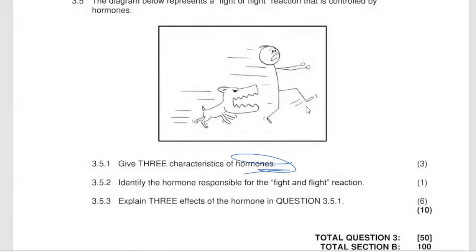Identify the hormone responsible for fight or flight reaction. That is adrenaline. Yes, it's adrenaline. Then they're saying, explain three effects of the hormone mentioned above. Here is what we talked about even previously, but you can talk about the increase in the heart rate, leading to more blood saturation or pressure, or more glucose to the muscles.